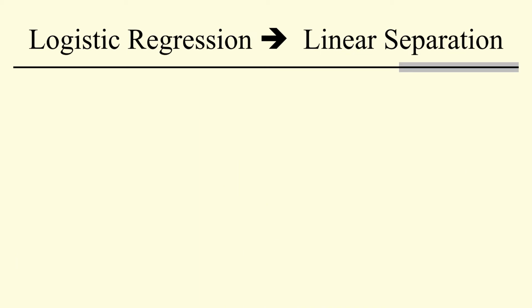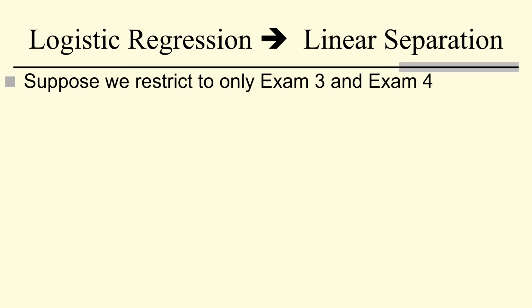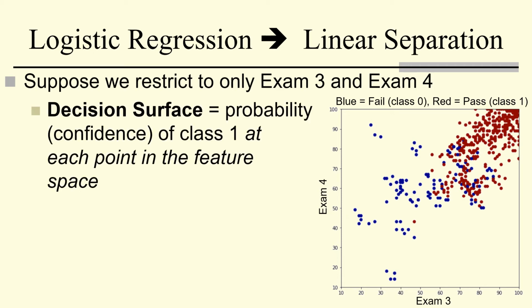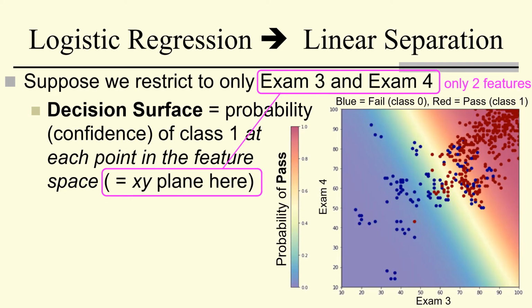So logistic regression implies linear separation. Let's look at what would happen if we restricted to only exams 3 and 4. So here's the data for exams 3 and 4, and it's not separable. You can see that there are blue dots and red dots mixed in together. But we're going to look at the decision surface for logistic regression. And a decision surface is the probability of being in class 1 at every point in the feature space. In this case, the XY plane, because we only have 2 features. And this is what our decision surface looks like.